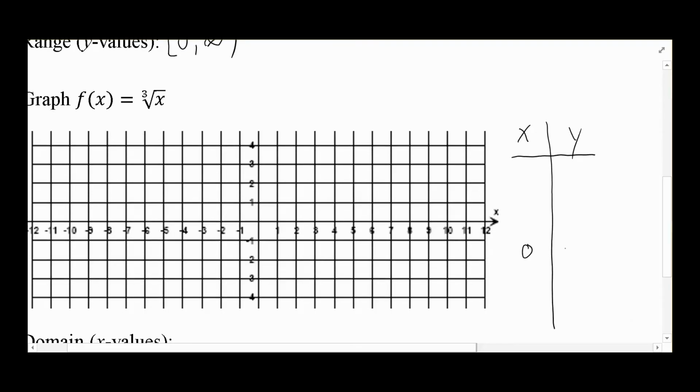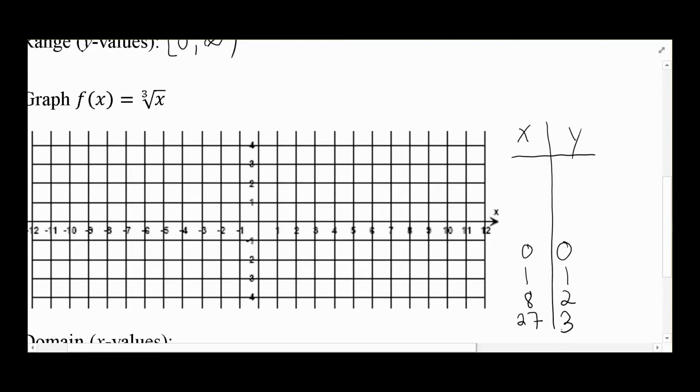If I plug in 0, the cube root of 0 is 0. The cube root of 1 is 1. Now we're not going to plug in 2 because I don't know what the cube root of 2 is. So I want to look back to my square root and say, why did I pick 1, 4, and 9 for my x values? Because those were perfect squares. So if I'm trying to do a cube root, let me pick perfect cubes. So that would be 8 and 27. Give me y values of 2 and 3.